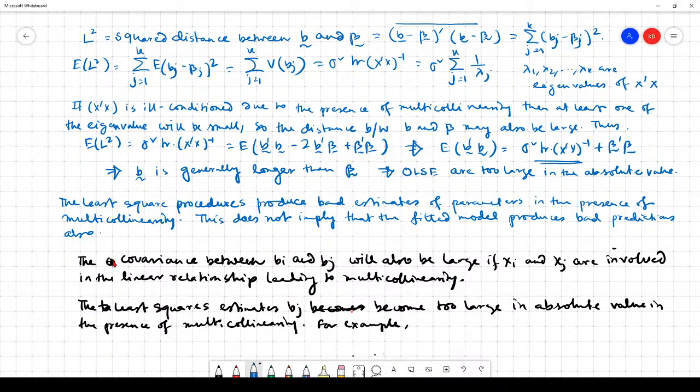If the predictions are confined to the X space with non-harmful multicollinearity, then predictions are satisfactory.